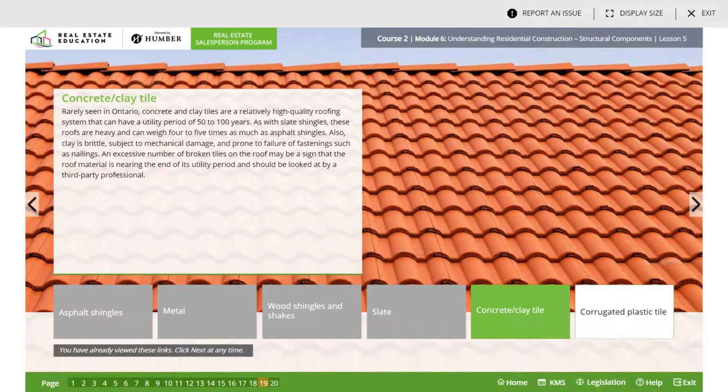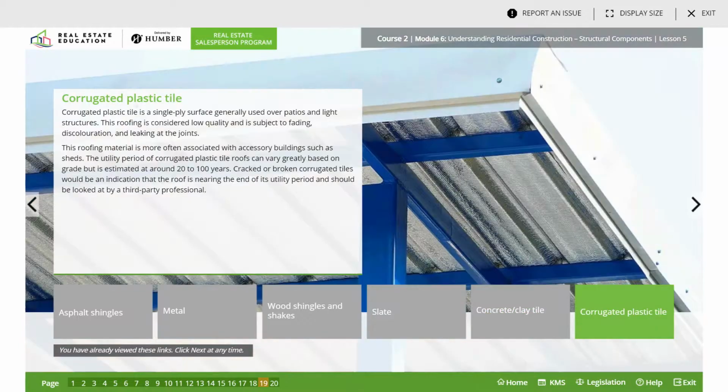Concrete and clay tile. Rarely seen in Ontario, concrete and clay tiles are relatively high quality roofing systems that can have a utility period of 50 to 100 years. As with slate shingles, these roofs are heavy and can weigh up to 4 to 5 times as much as asphalt shingles. They also become brittle, subject to mechanical damage, and prone to failure of fastenings such as nailings. An excessive number of broken tiles on the roof may be a sign that the roof material is nearing its utility period. And then there's corrugated plastic tile.